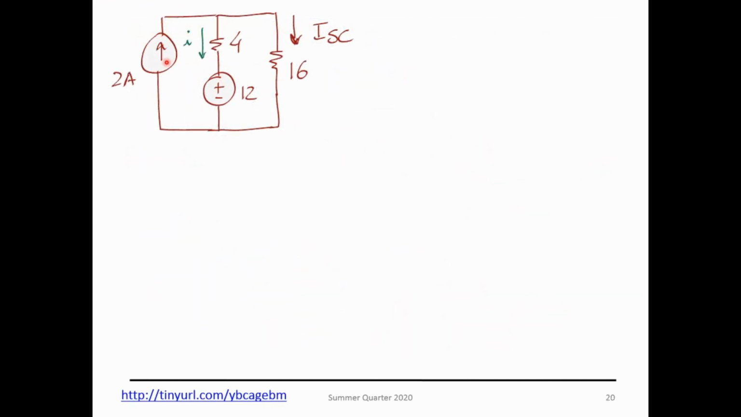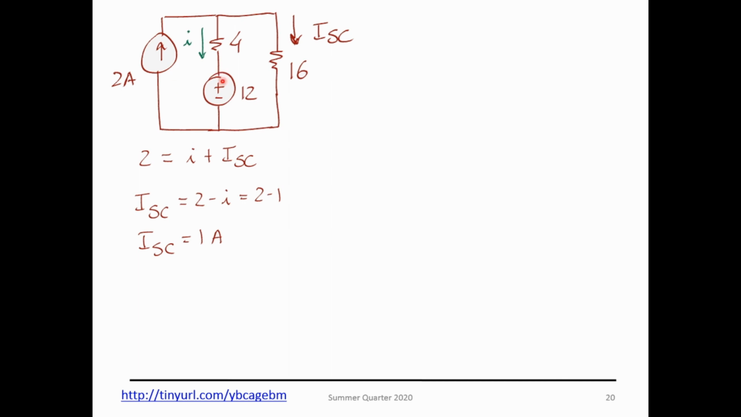And now from here I want to find this one, so I apply KCL over there on that node, and I get 2 equals the current that flows down plus the short circuit current. Reorganizing these, I get 2 minus that current. And now let's see how that current is equal to 1 amp. And because that's 1 amp, you get the short circuit current of 1 amp. So let's see how I get that I.